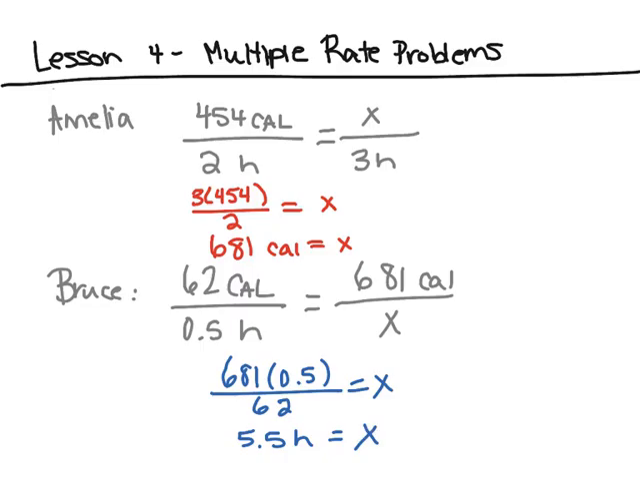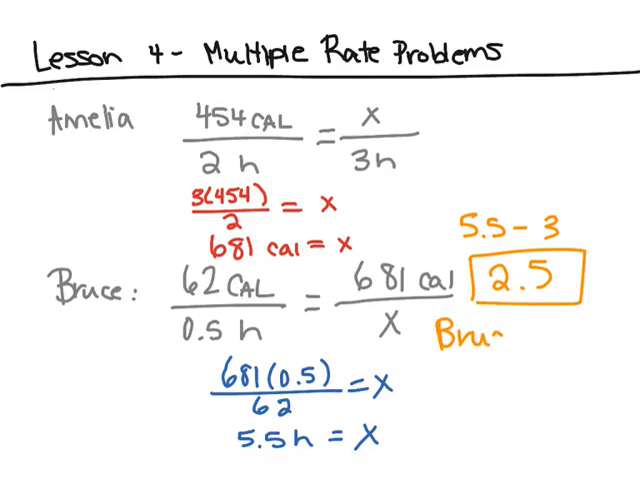So the difference between them two is 5.5 minus 3. So Bruce will have to walk 2.5 hours longer.